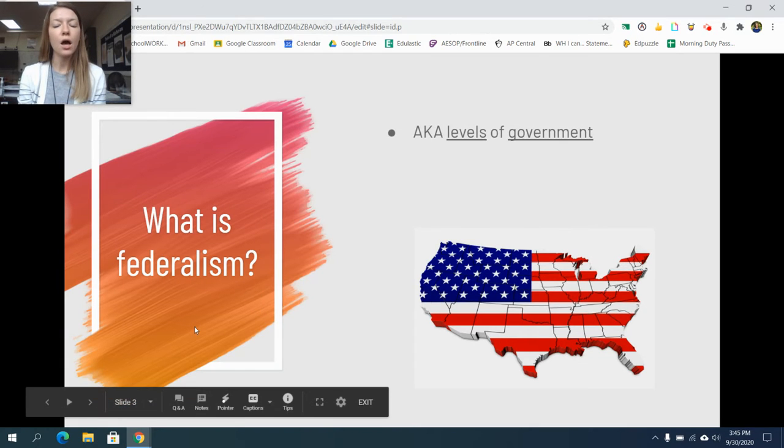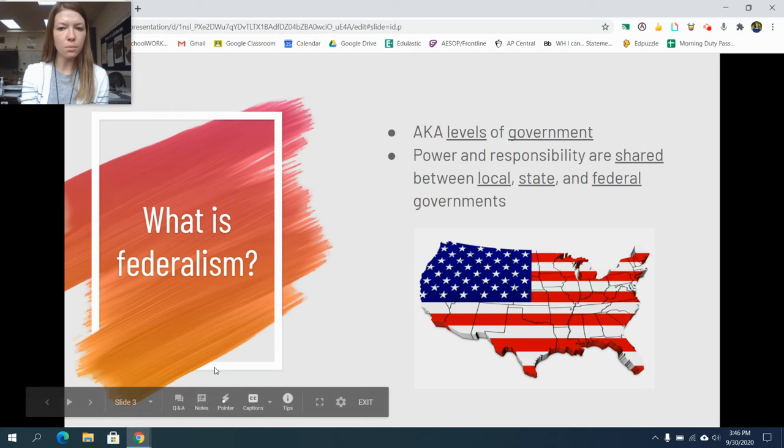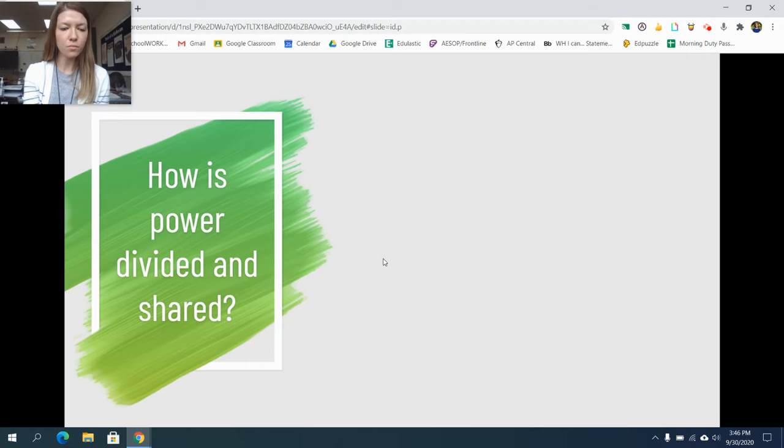Federalism is also known as levels of government, how power is distributed. So when we look at federalism in our country, power and responsibility are shared between local, state, and federal governments, right? We have the national government, but each state also has its own government as well. And so do the cities and towns, for example, in the states. So federalism looks at the relationship between those levels of government. So how is power actually divided and shared in this system?